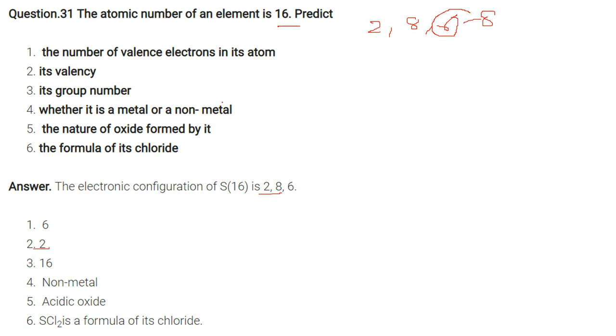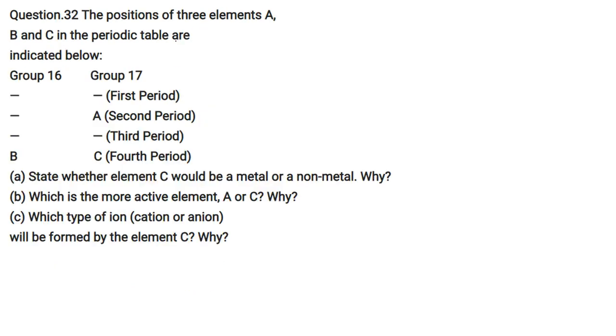The group number is 16. Whether it is a metal or non-metal: it is going to take 2 electrons in order to complete its octet, so it is a non-metal. The nature of the oxide formed by it: non-metal, so acidic oxide. The formula of its chloride is SCl2.